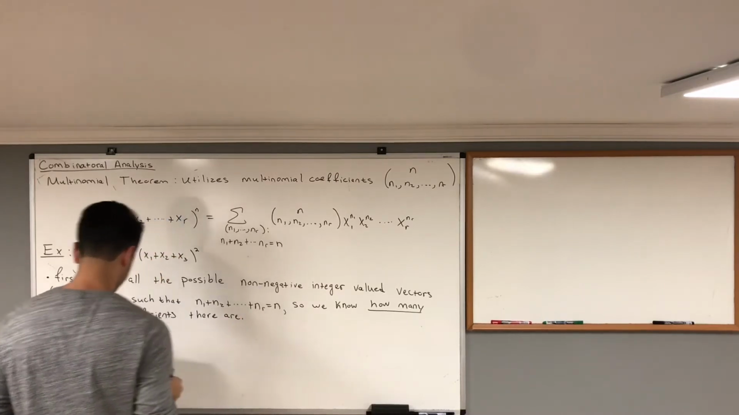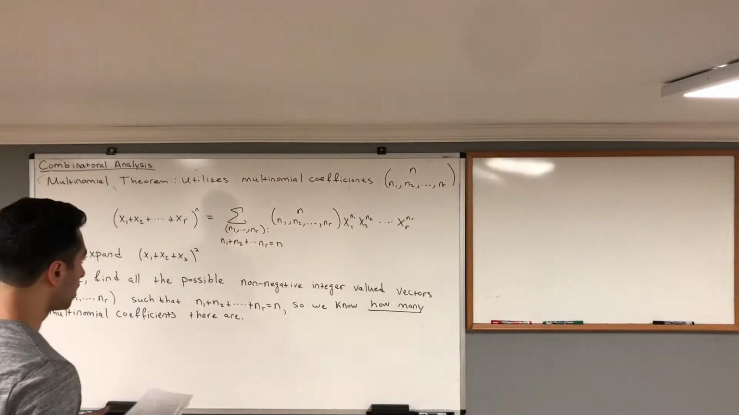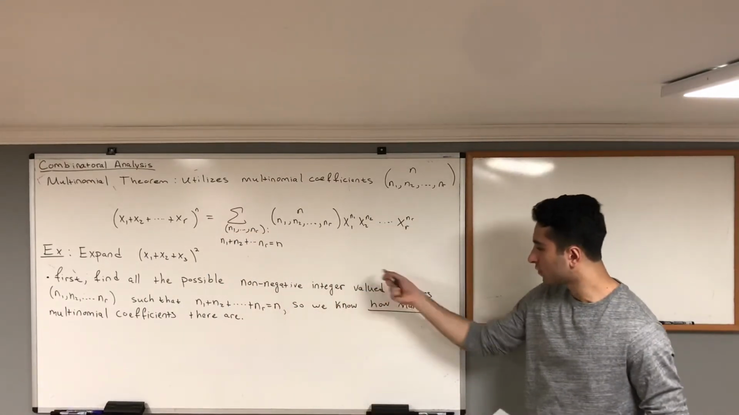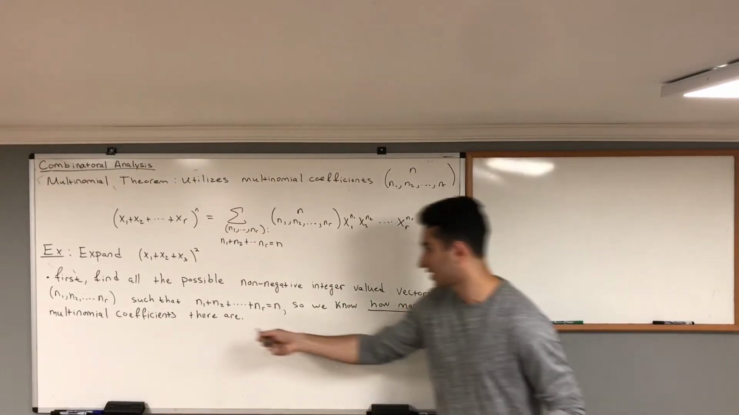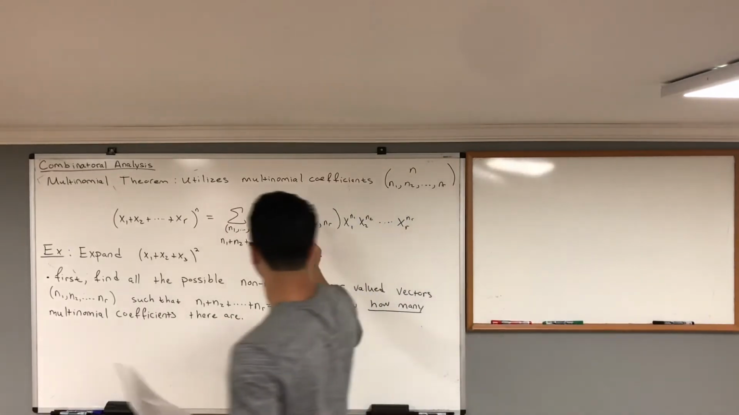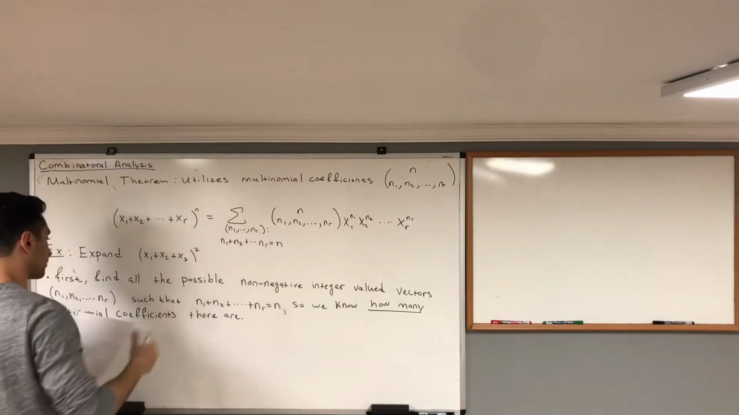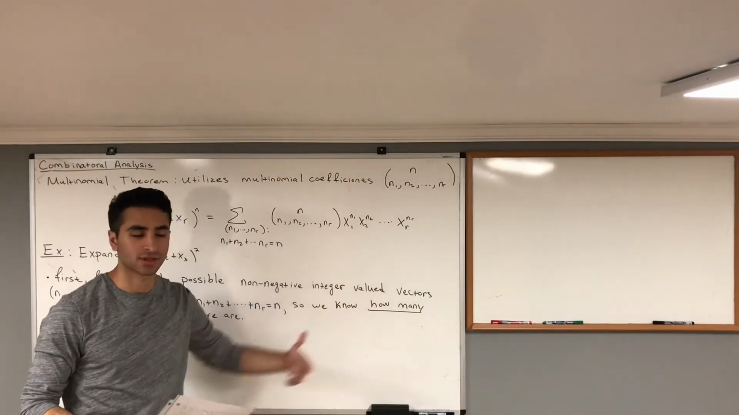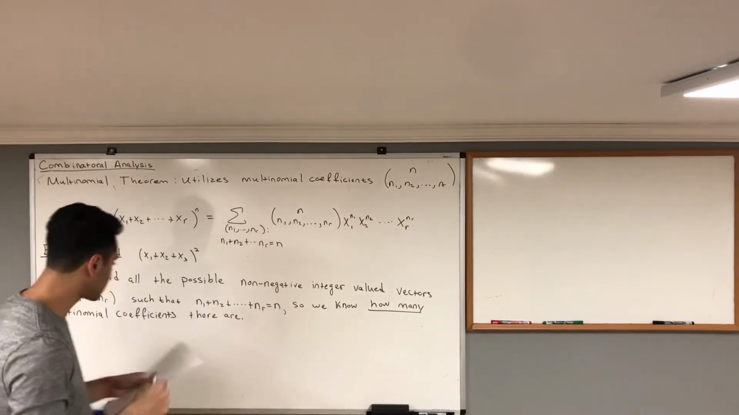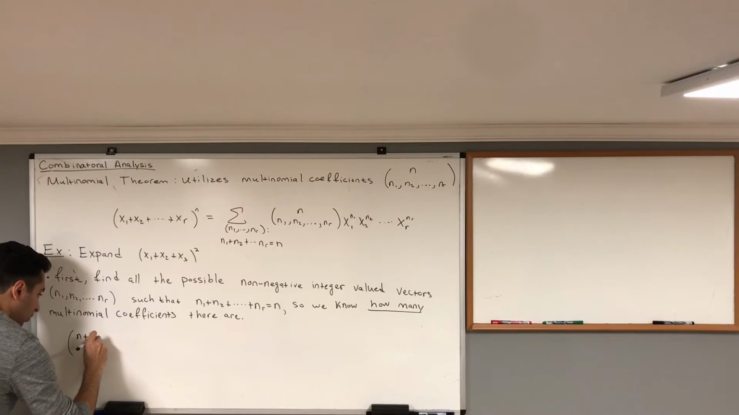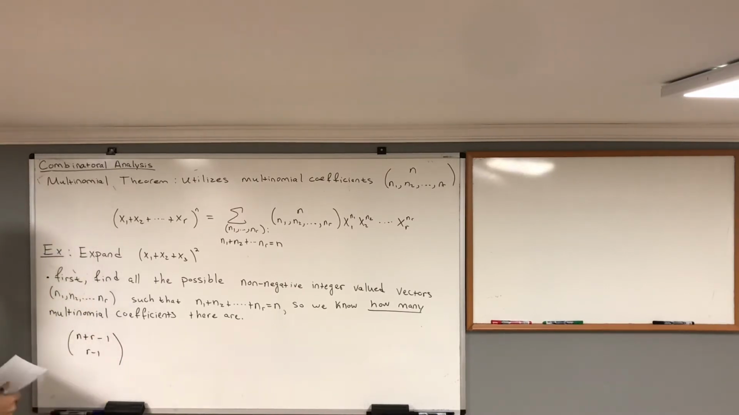Okay. So we want to find the number of non-negative integer valued vectors such that the sum of this will equal n, and that way we'll actually know how many multinomial coefficients we get. Well, how do we count non-negative integer valued vectors? Oh, proposition 2 tells us there's this many, right? n plus r minus 1, choose r minus 1. Great.